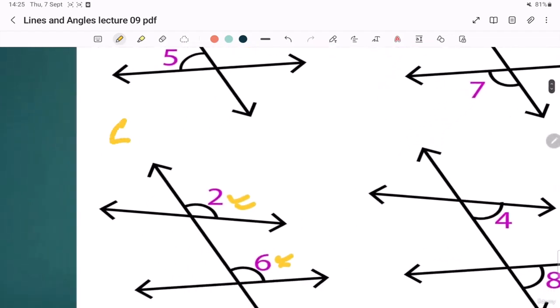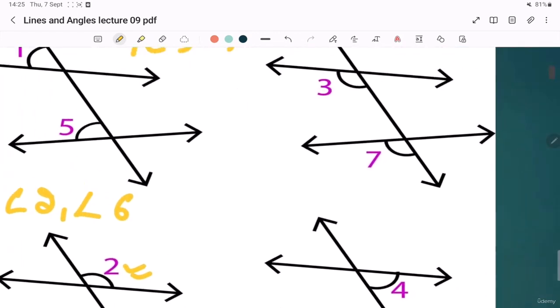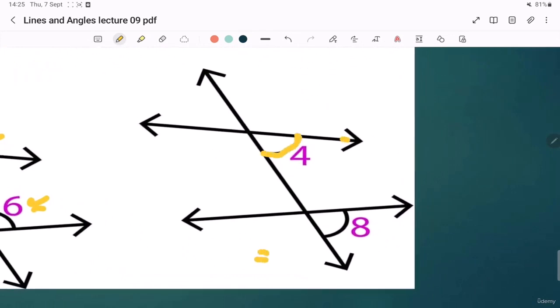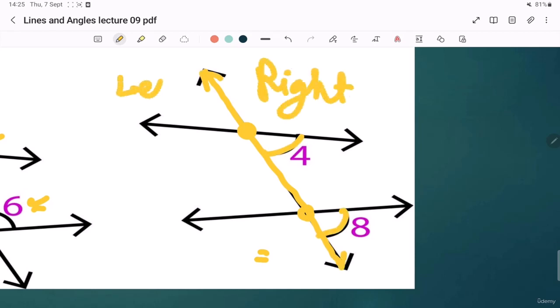Now, third pair is angle 2 and angle 6. Now see in this figure, this is angle 4, its vertex is this. This is angle 8, its vertex is this. As both of these angles have different vertices, therefore first condition is fulfilled. This is transversal and both angles, this is angle 4, this is angle 8, are to the right of transversal. These angles are on the same side of the transversal. Therefore, second condition is also fulfilled.